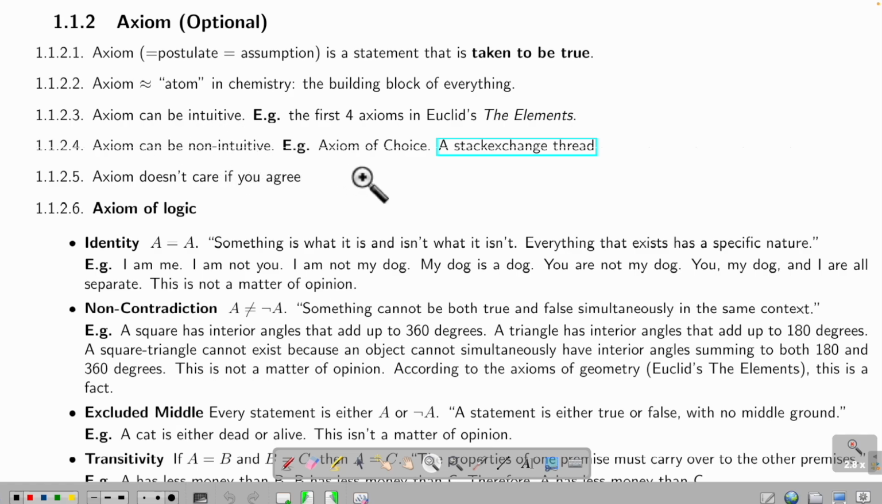For example, there's the axiom of choice. This is the hardest axiom to understand. You probably don't understand what the heck is going on. Doesn't matter. That means whether you understand it or not, it doesn't care. Okay? So this is the thing.